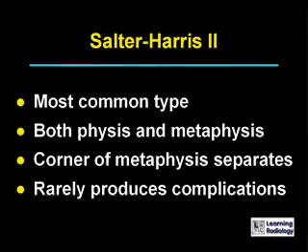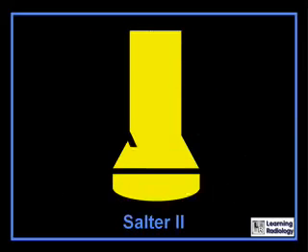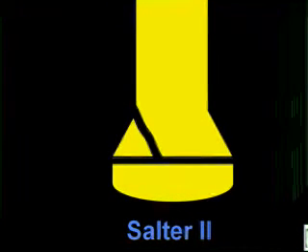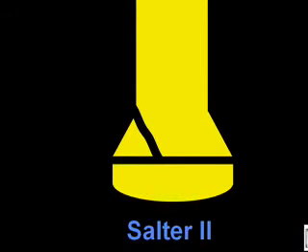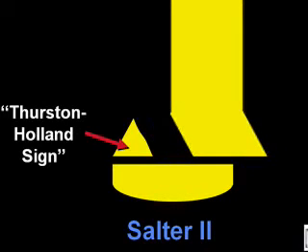Salter-Harris 2 fractures are the most common type of epiphyseal plate fractures. They involve both the epiphyseal plate and the metaphysis. Frequently, a corner of the metaphysis separates from the remainder of the metaphysis, and these rarely produce complications on healing. So, a Salter-Harris 2 fracture, as the black line shows, involves usually a corner of the metaphysis. Very frequently, that corner remains with the epiphysis while the remainder of the metaphysis is displaced. The corner is sometimes called the corner sign. It is also called the Thurston-Holland sign.